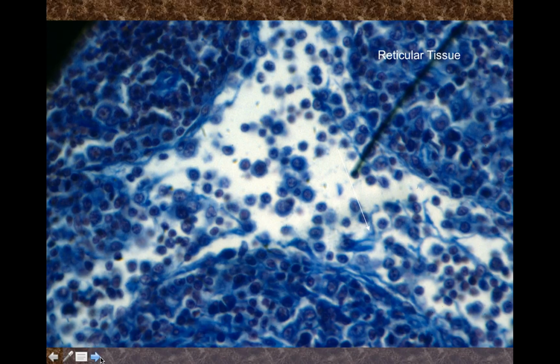Let's take a look at a different stain. This is a silver stain, if I recall. And here is the reticular tissue again. Here's reticular tissue right here, right? And some more reticular tissue here. This actually happens to be a reticulocyte. Again, this is from the lymph node.